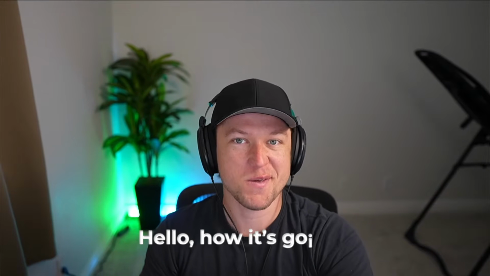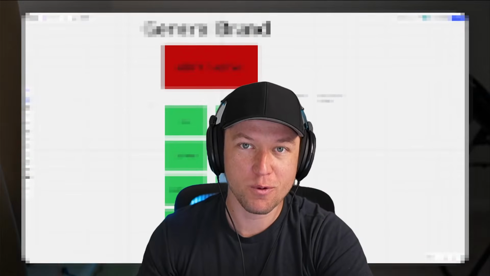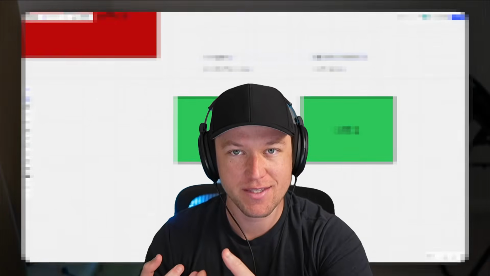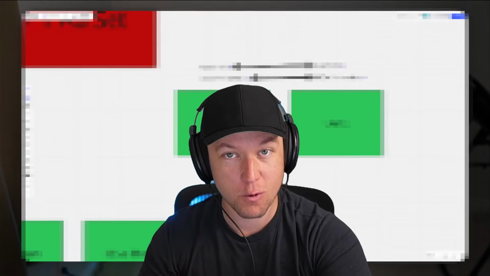Hello, how's it going? So this is going to be a little bit of a walkthrough example of how we like to optimize creative and the goals behind the overall campaign. Before we go too much into that, I want to give you guys the general structure that we're using on people that don't have CAPI imports.